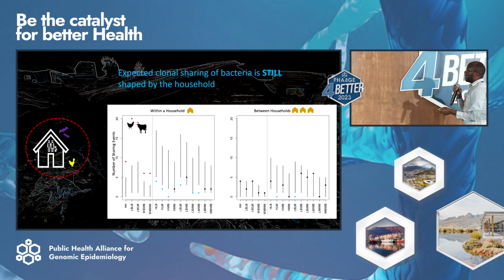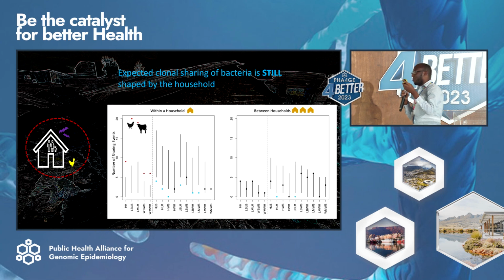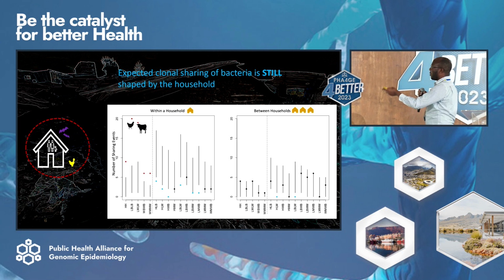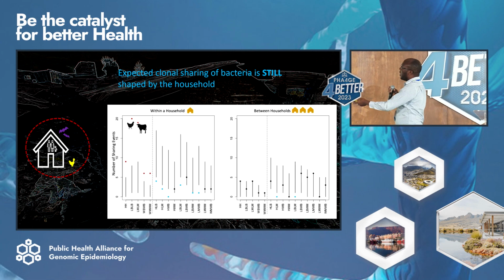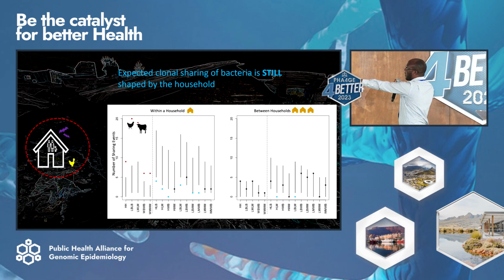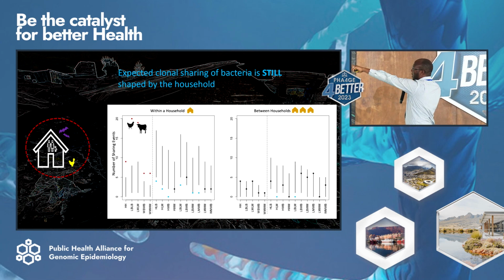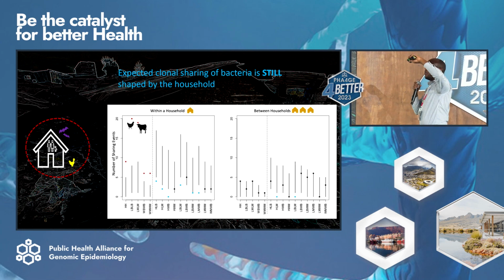And what we found is that, and then we did bootstrapping to get the intervals and all that. What we found is that, so this is the expected sharing across the city, partitioned by within household or between households. And we found that if you look at the within household sharing, the only thing which sticks out, the ones with the red means more than expected sharing. The blue means less than expected sharing.